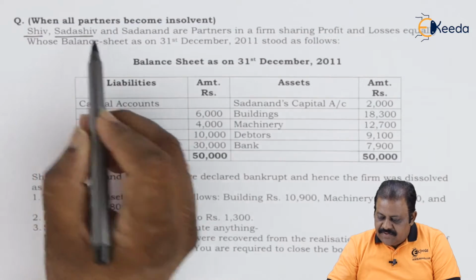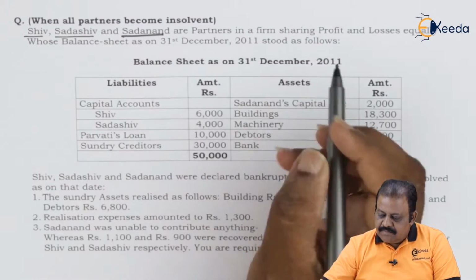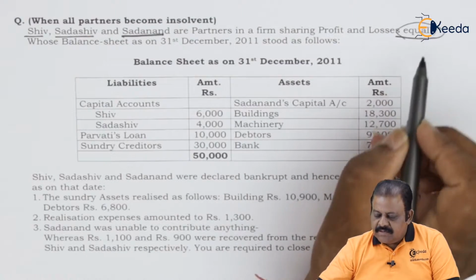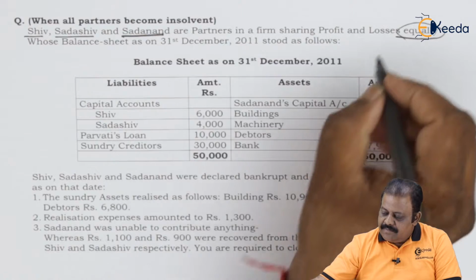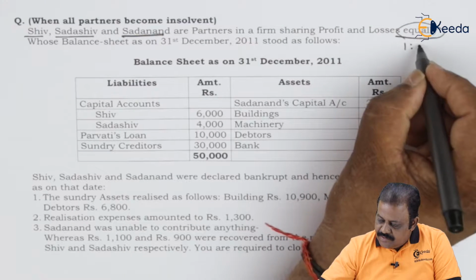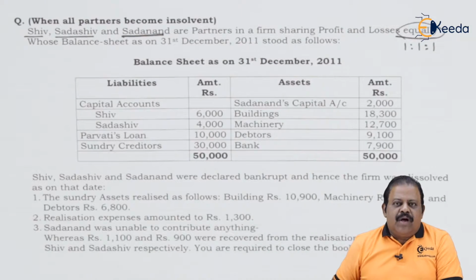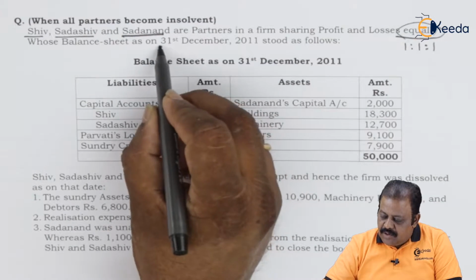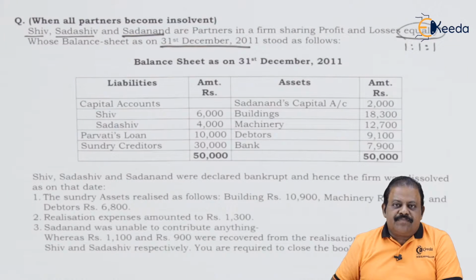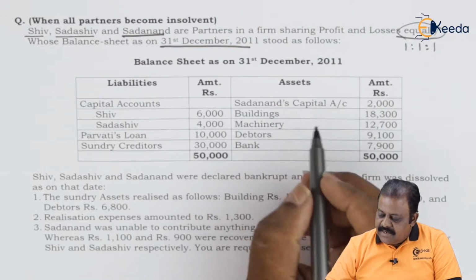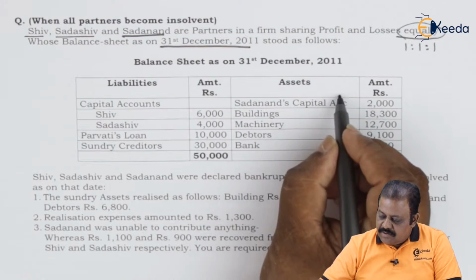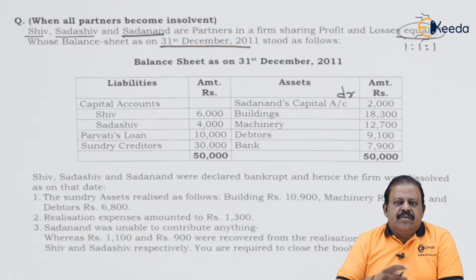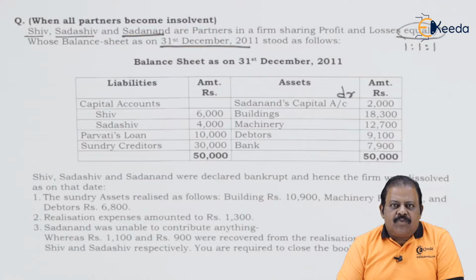Shiv, Sadashiv and Sadanand are partners in a firm sharing profits and losses equally. So the ratio is 1:1:1, whose balance sheet as on 31st December 2011 stood as follows. On the asset side, Sadanand's capital account is having a debit balance. It will be transferred to the debit of his capital account.